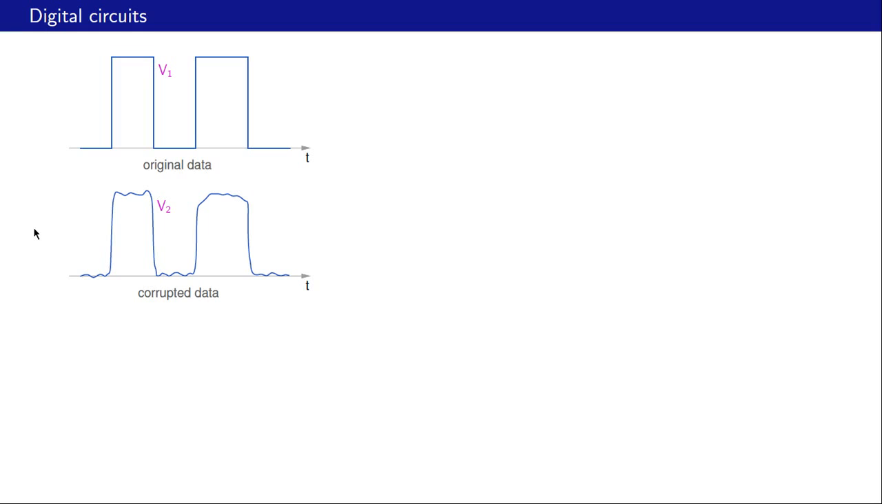Let us discuss some of the advantages that digital circuits offer. Here is an example. Let's say we want to transmit this data, 0 here, 1 here, 0 here, 1 here, and so on. And as this data travels along, let's say, an optical fiber or through a satellite communication channel, it gets corrupted. These edges become less sharp, and also there is some noise or pickup riding on the original signal, and this is then the corrupted data.